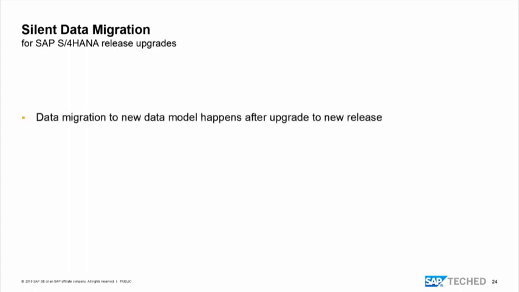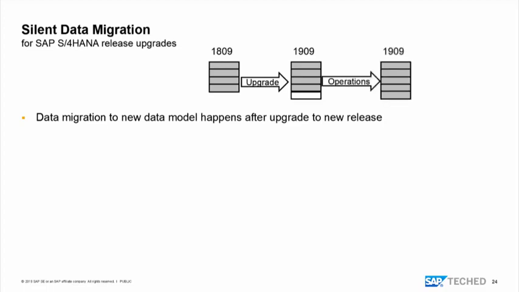Silent data migration, what does it mean? If we have an upgrade from 1809 to 1909, there may be some new simplifications. There may be some new fields in existing tables, and the conversion of the content into these new tables would extend the downtime. To not affect the downtime, the approach is that the data migration to the new data model happens after the upgrade to the new release. That's what we call silent data migration. A simple picture shown here.